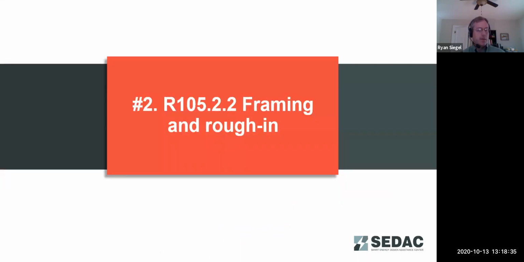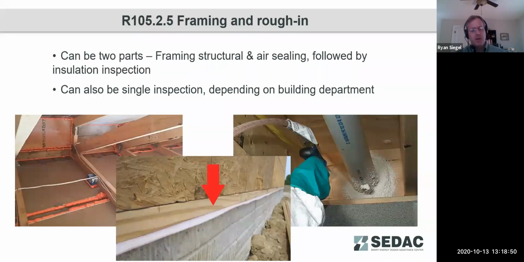So once we've gotten through our footing and foundation, next up is framing and rough-in. So now we're getting above ground for our insulations. And this can be performed in a couple of different ways. This can be performed as 2 different inspections. We have seen some locales where they prefer to do a framing and structural and air sealing inspection before the insulation is installed, and then do an insulation inspection at a later date. It also could be a single inspection.